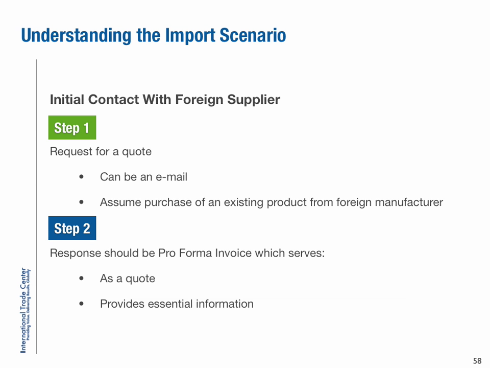In step 2, the importer should receive a response in the form of a pro forma. In trade transactions, a pro forma invoice is a document that states a commitment from the seller to sell goods to the buyer at specified prices and terms. It is used to declare the value of the trade and provides essential information. However, it is not a true invoice.